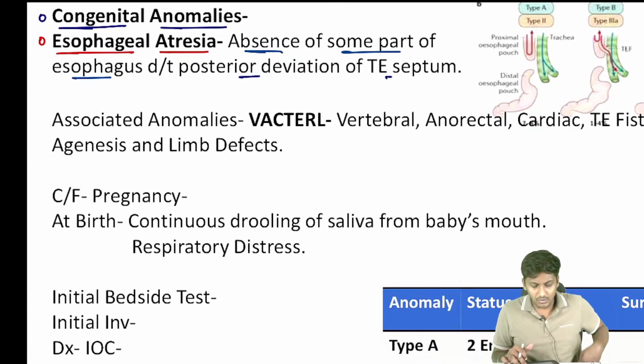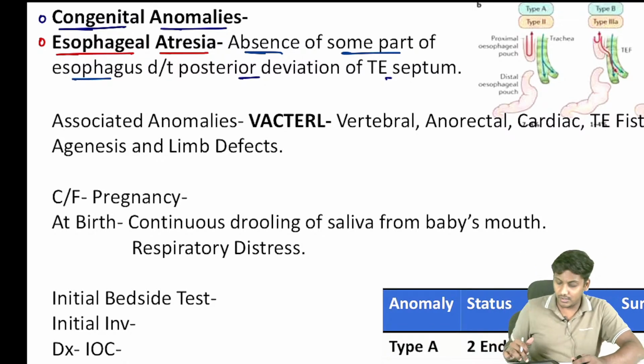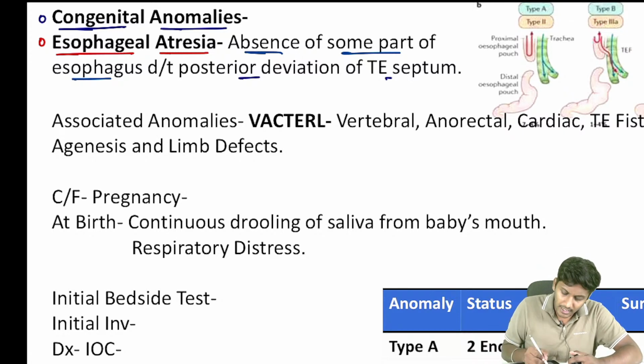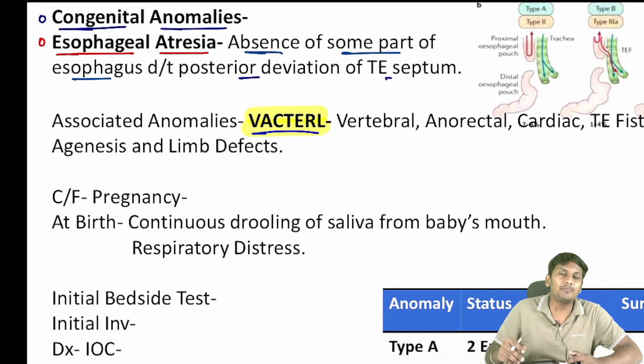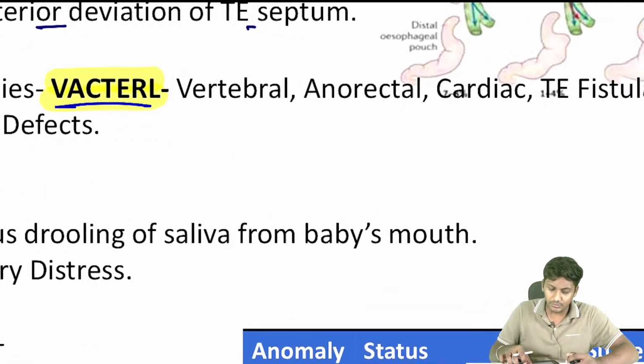Important is, बच्चे, there are multiple associated anomalies with esophageal atresia. There are multiple types of other congenital anomalies which can be seen in a patient suffering from esophageal atresia, and these together are called the VACTERL anomalies. This has been a recent question, asked multiple times in the exam, so please be aware of this. What are the VACTERL anomalies? They are all the congenital anomalies which can be present in the same child together, associated with each other.